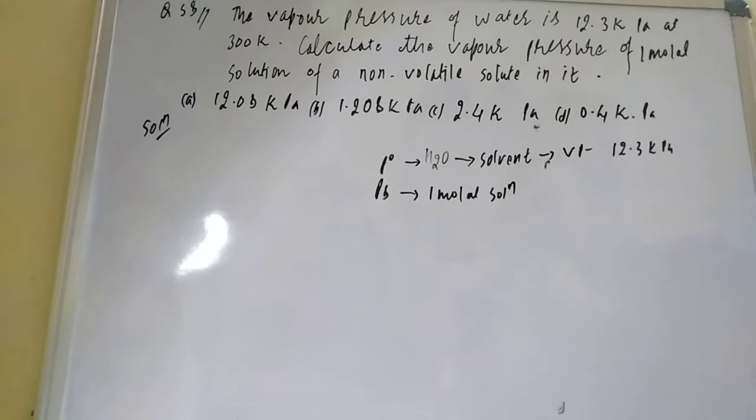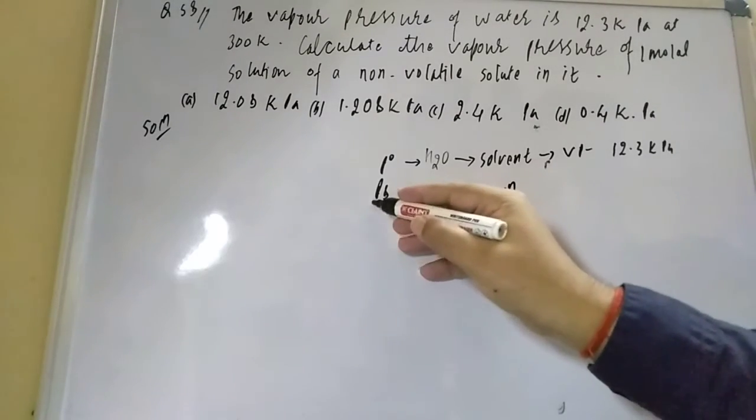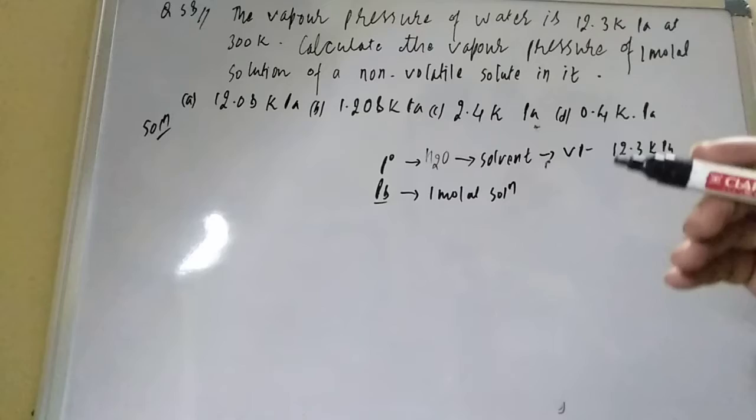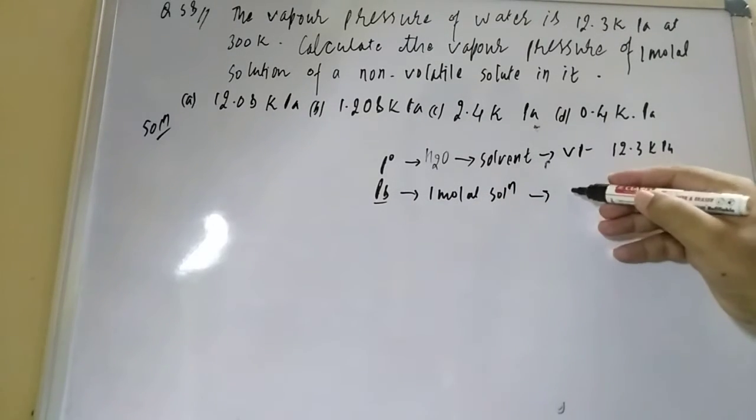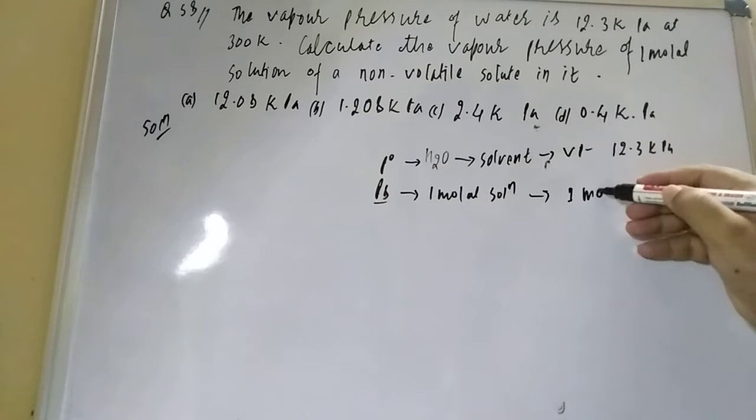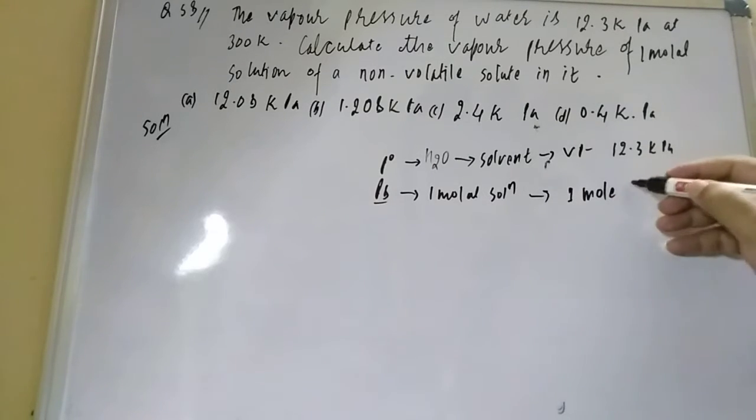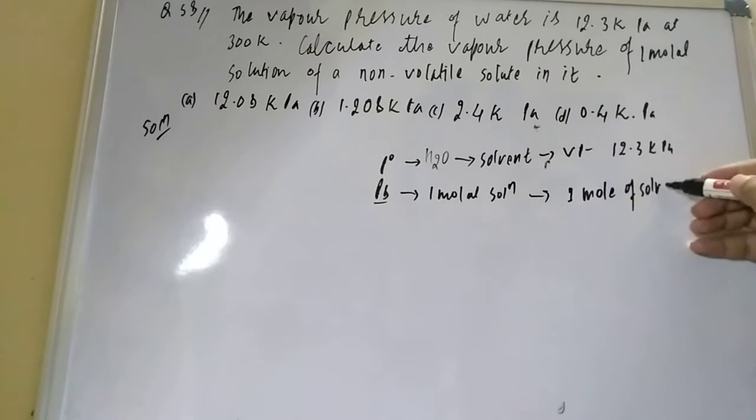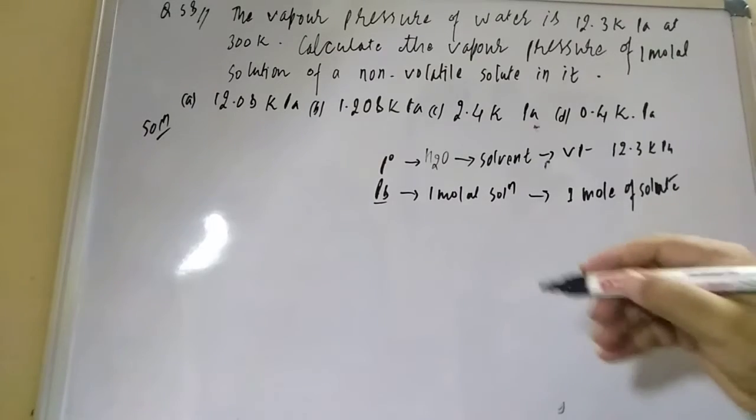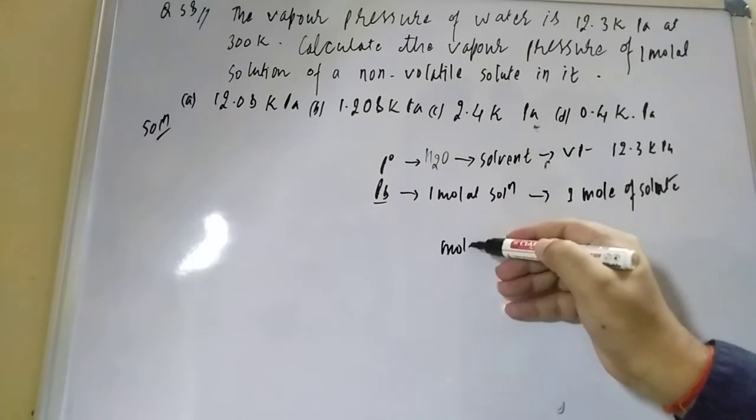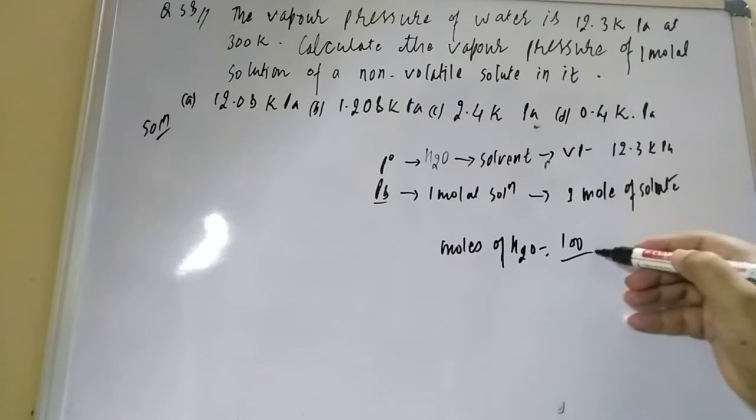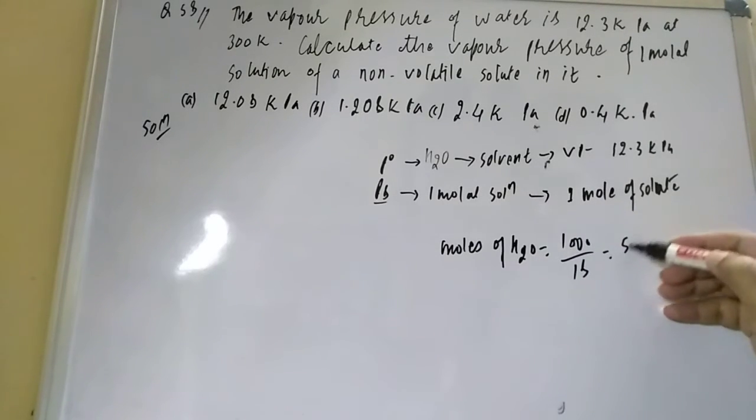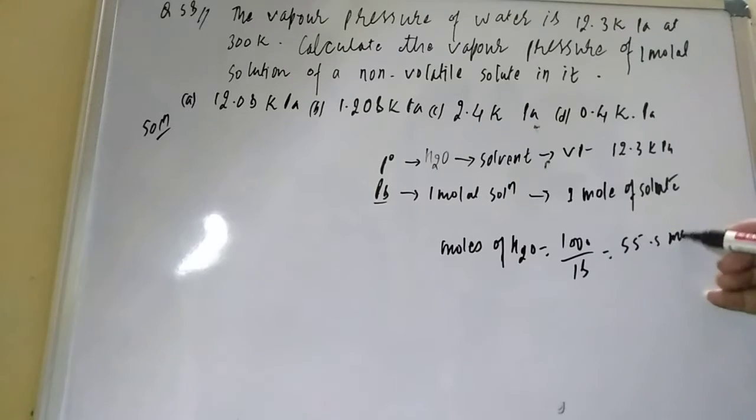Now, student, what is the meaning of 1 molar? 1 molar means 1 mole of solute is there. The next one is moles of water. If you want to calculate moles of water, how much will come, student? 1000 by 18, that is 55.5 mole. So both the moles we know.